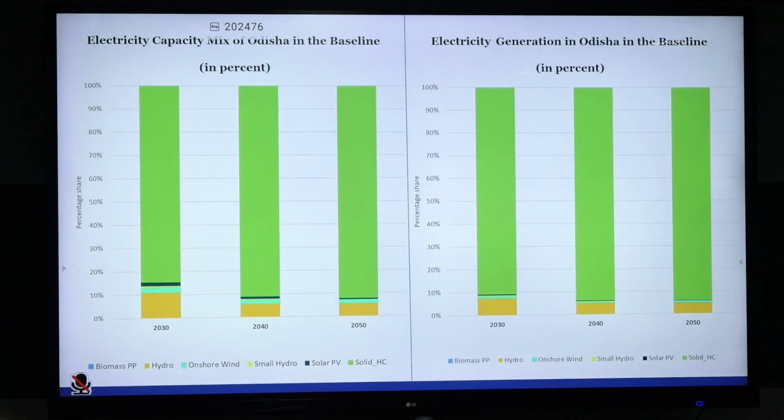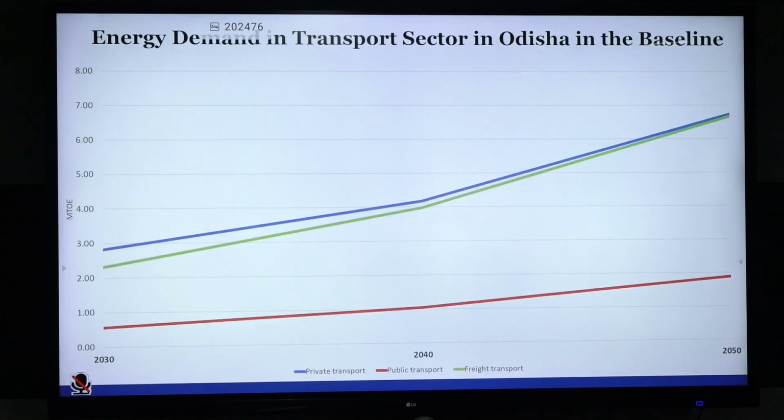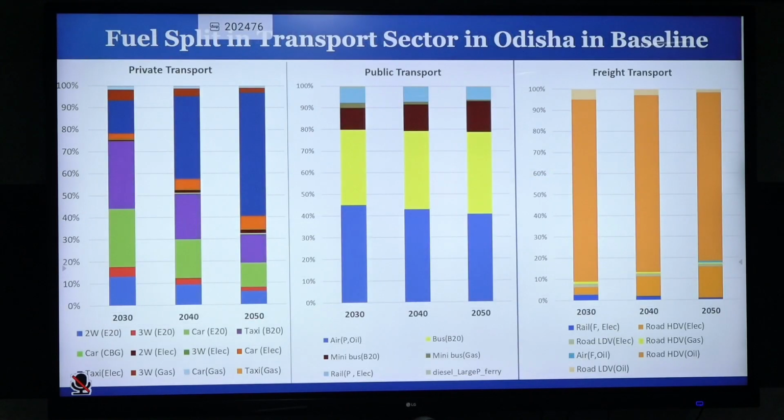And this is the generation mix and capacity mix. Basically everything is shown as coal based. Looking at energy demand again, public transport demand is not much, but private transport demand will be a big factor. Similarly, for fuel in transport, whether private, public, or freight, the same kind of fossil-based fuel will work.